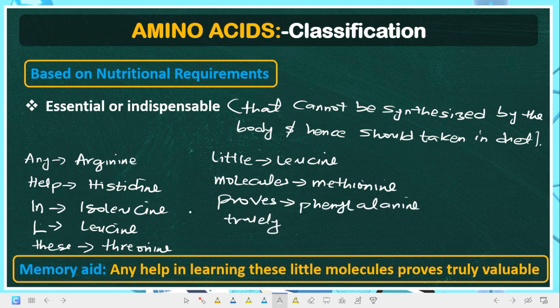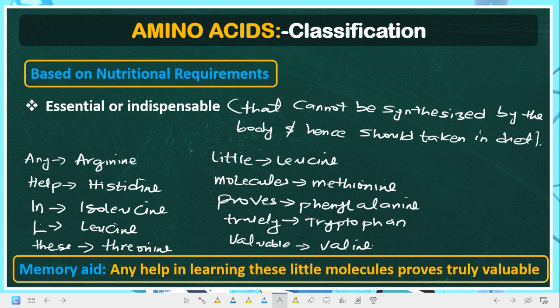Now we have T's, about 3 of them in the amino acids. Have we named anyone? Yes, threonine. We have tryptophan. We have valine. So these are the 10 essential amino acids based on the nutritional requirement. Any little help in learning these little molecules proves truly valuable.